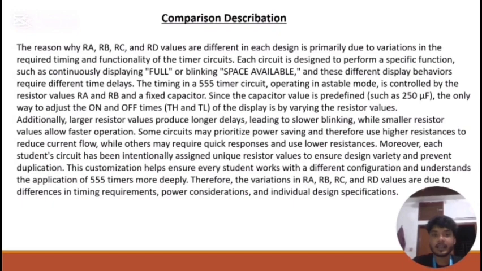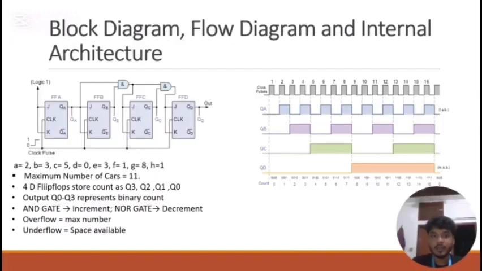Why are the RA, RB, and RC, RD values different for full, blink, and space available? Here is the block diagram, flow diagram, and internal architecture. Here A, B, C, D, E, F, G, H are based on our ID number 23503181. The maximum number of cars is counted by our ID number, which is 11.